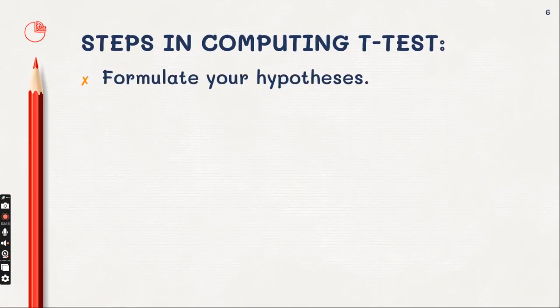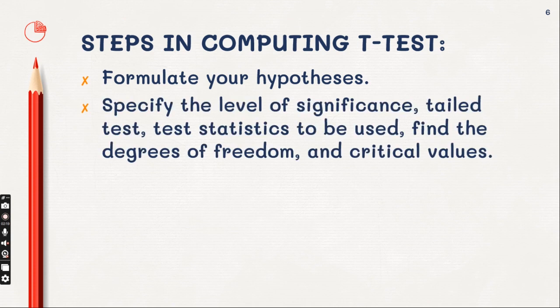Now, computing t-test. First, of course, you have to formulate your hypothesis, specify the level of significance, the tailed test, the statistics to be used, degrees of freedom, and critical values. Here, in t-test, we have what we call degrees of freedom. The formula for this one is n minus 1, where n is our sample size. So remember this one.